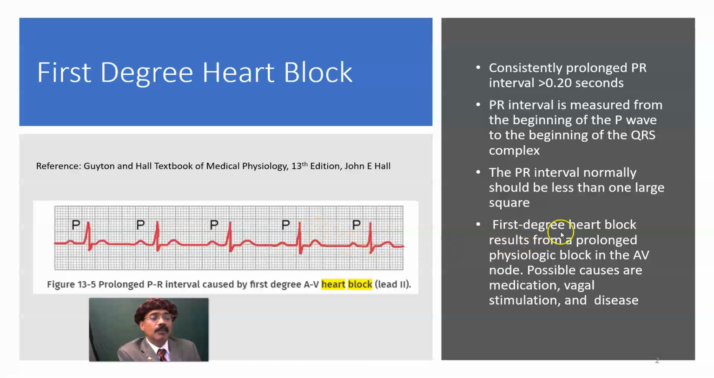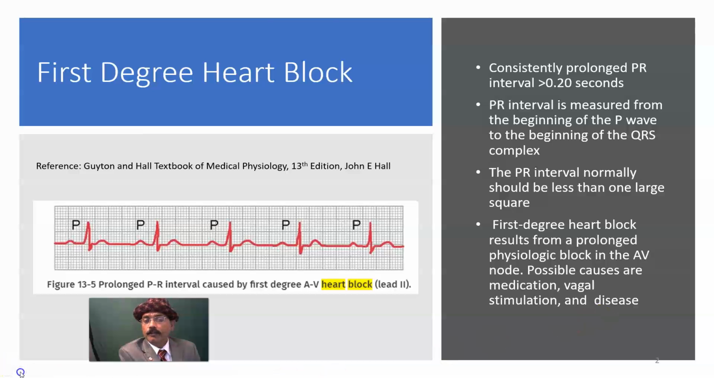First degree heart block results from prolonged physiologic block in the AV node. Possible causes are medications like beta blocker, calcium channel blocker, digoxin, and vagal stimulation. That also causes first degree heart block. And diseases, we have just discussed a lot of diseases of the heart that may lead to first degree heart block.